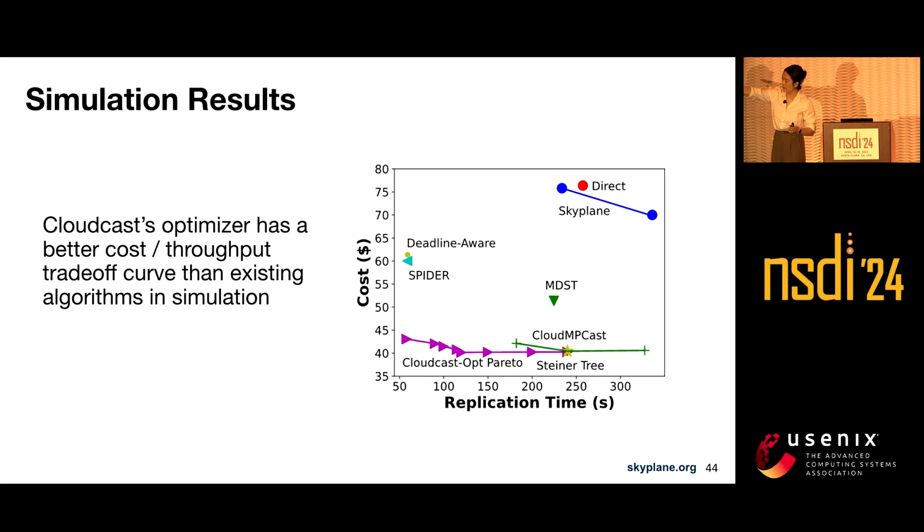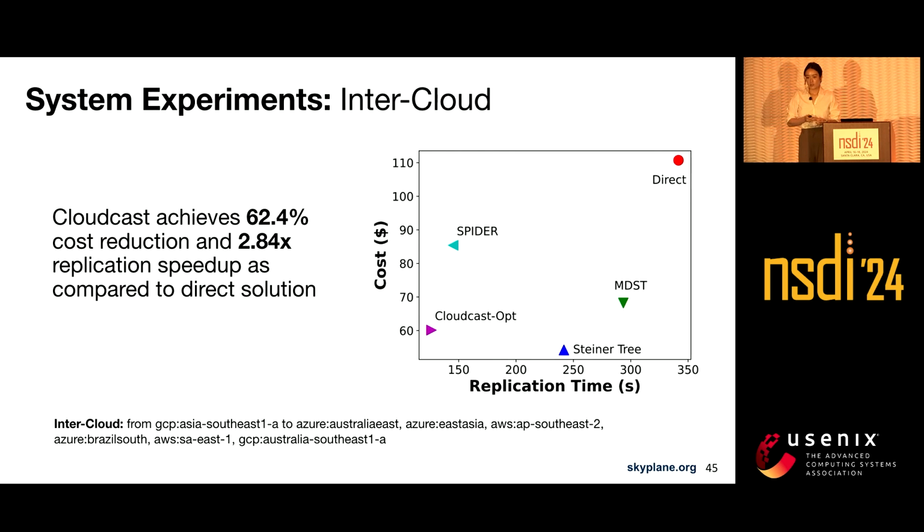And Deadline, Aware, and Spider are both inner data center work that optimize throughput. So you can see that their throughput is pretty good, but they fail to minimize costs because they don't have that cloud awareness. We got very similar results with just some fewer points for our full system experiments. This was an inter-cloud data transfer we ran from one source to 6 destinations across GCP, AWS, and Azure. And as we saw in the simulation results, we get up to about 62% cost reduction and 2.8x speedup. Very similar results in terms of where Steiner tree, minimum spanning tree, and direct solution are located in the graph.